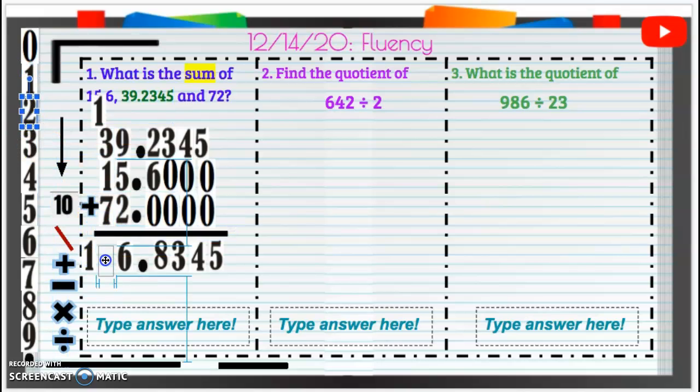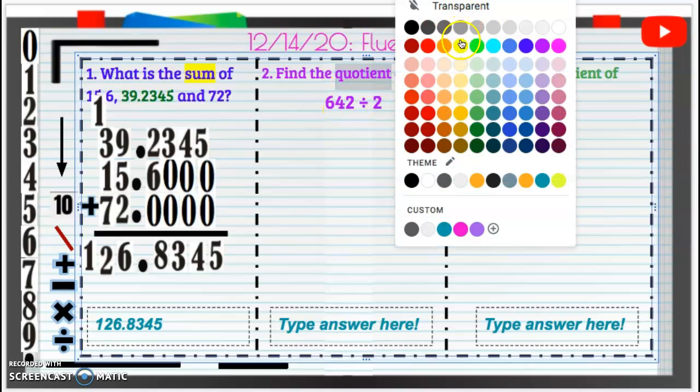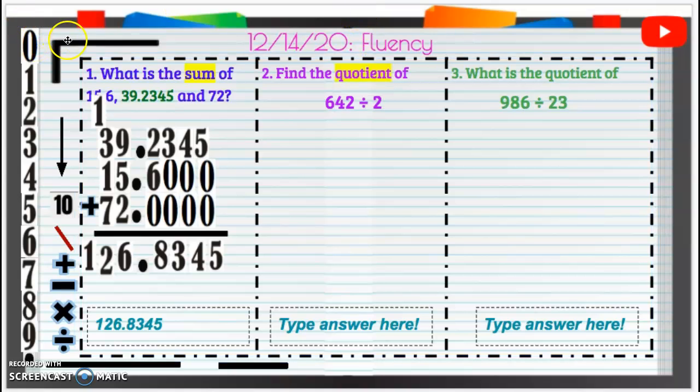So our answer is 126 and 8,345 ten thousandths. Woohoo! All right, next one, number 2. Find the quotient of 642 divided by 2. Remember, quotient means the answer to a division problem.